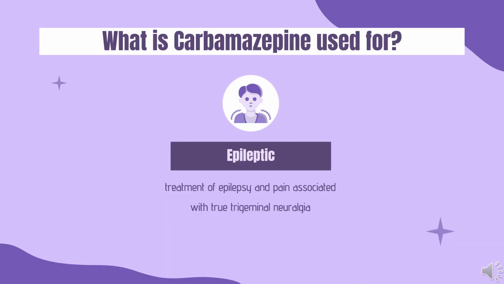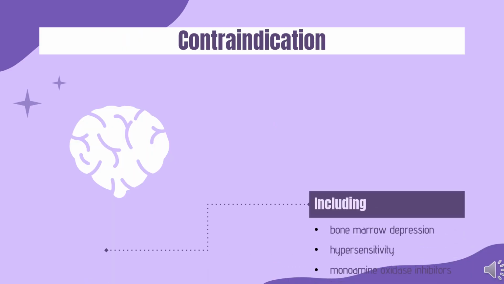What is carbamazepine used for? Carbamazepine is indicated for the treatment of epilepsy and pain associated with true trigeminal neuralgia. In particular, carbamazepine has shown efficacy in treating mixed seizures, partial seizures with complex symptoms, and generalized tonic-clonic seizures. Carbamazepine is also indicated for the treatment of manic episodes and mixed manic-depressive episodes caused by bipolar I disorder. Some off-label, unapproved uses of carbamazepine include the treatment of alcohol withdrawal syndrome and restless leg syndrome.